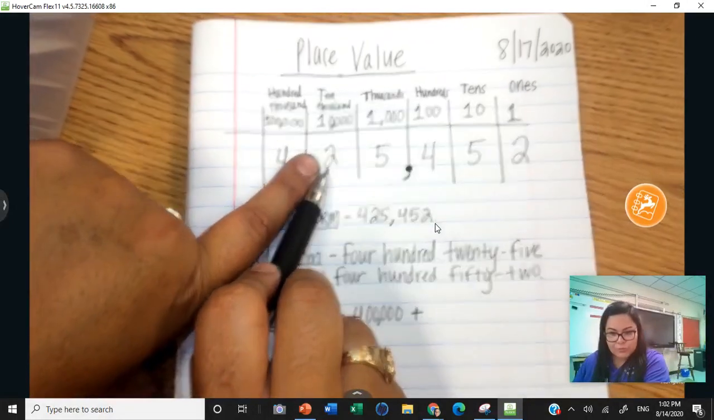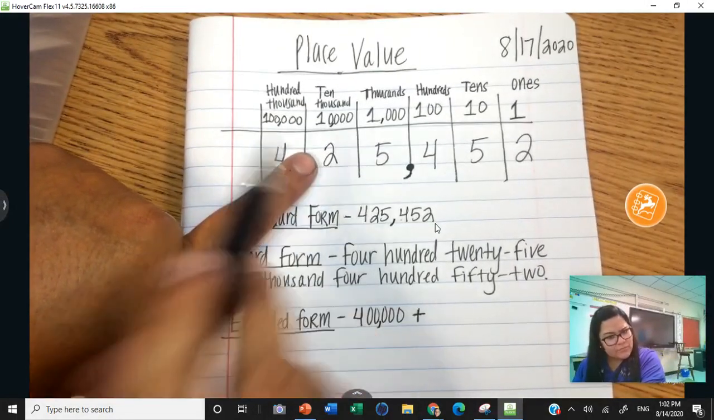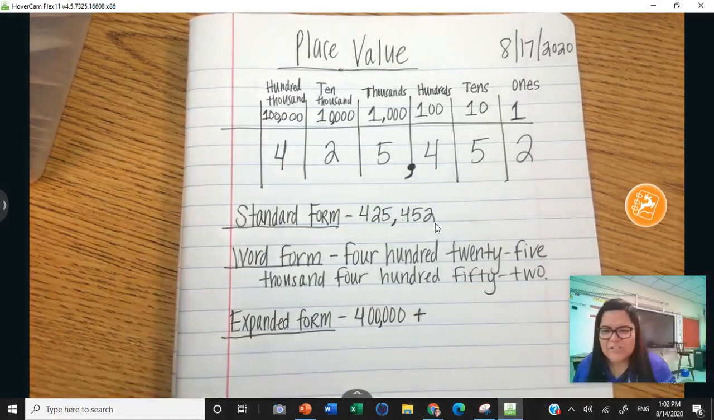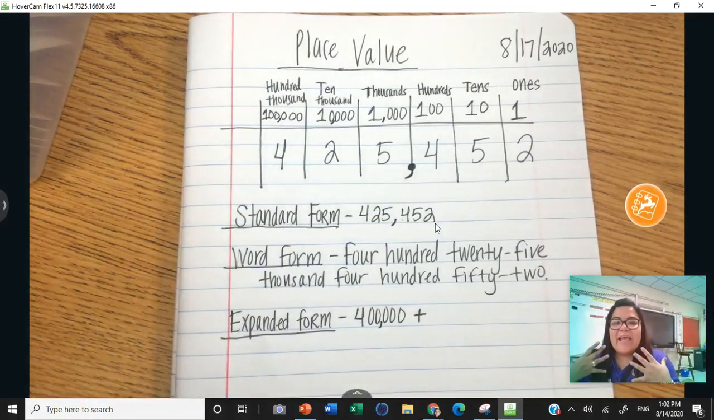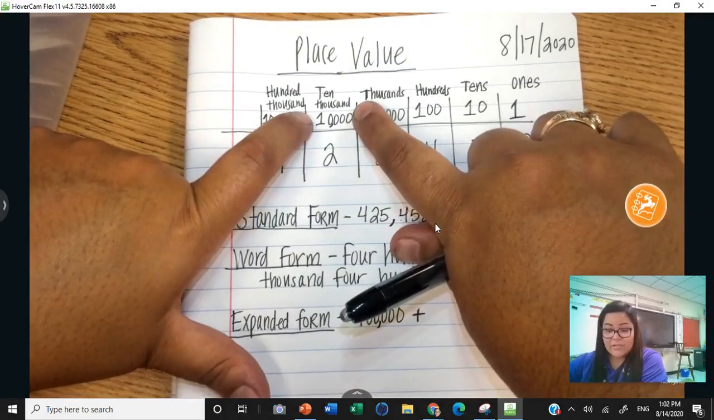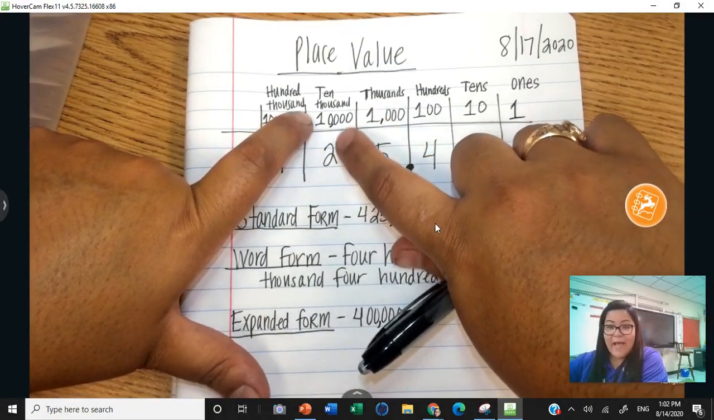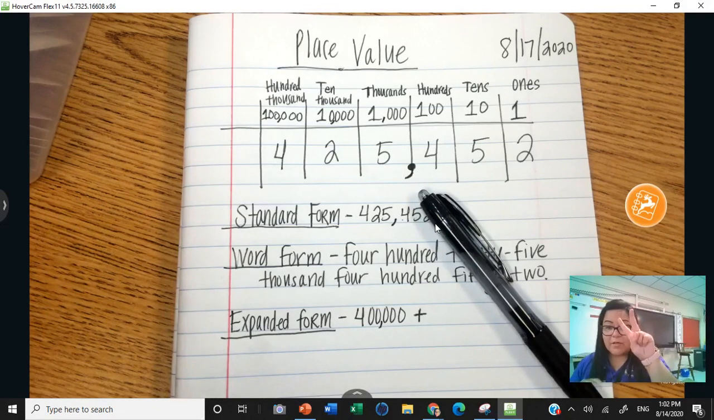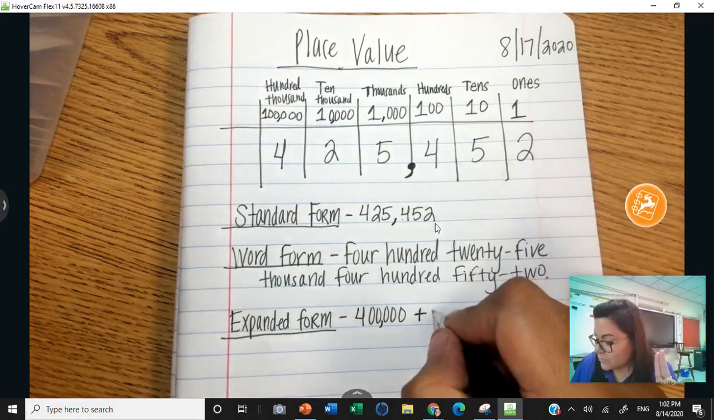Now I'm on to the 2. Is that just a 2? No, you're supposed to be saying, no, Miss Chavez, that's not just a 2. That is a 20,000. And the way I know that is because here is my place value. That is 10,000's place. And I have 2 of them in there. So let's count. 10,000, 20,000. Okay. I have 2 of them in there. 10,000, 20,000. So I'm going to write that down.